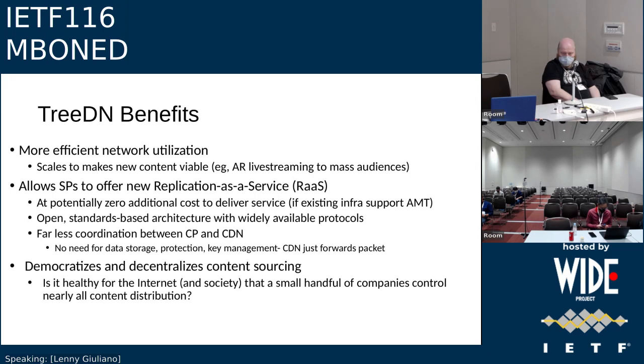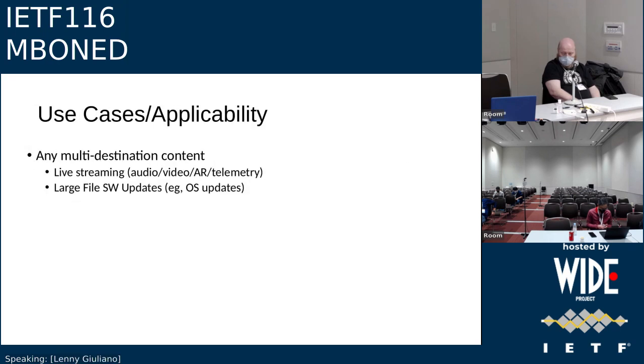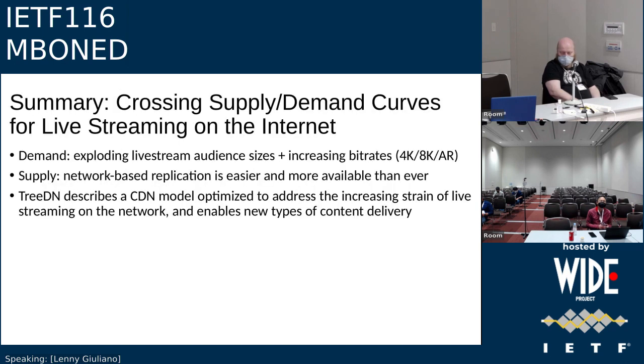Is it healthy for the internet and society that only a handful of companies control nearly all content distribution? TreeDN kind of addresses that. So I focused on live streaming and video, because that's really the most exciting and sexy use case. But it's really about any multi-destination content. Could be the least sexy, but probably more tactically viable use cases: large file uploads, large file downloads, OS upgrades, stuff like that. And that's something that kills networks today.